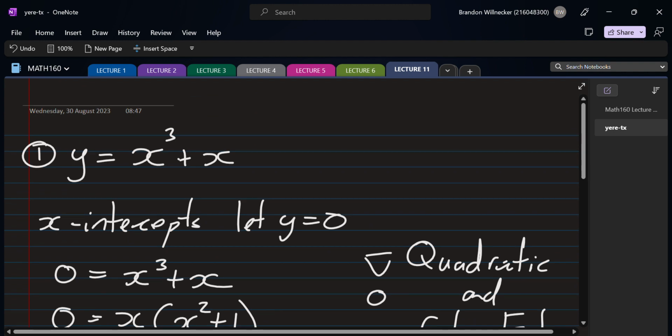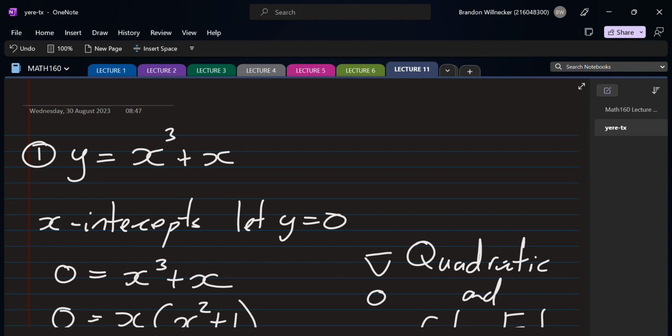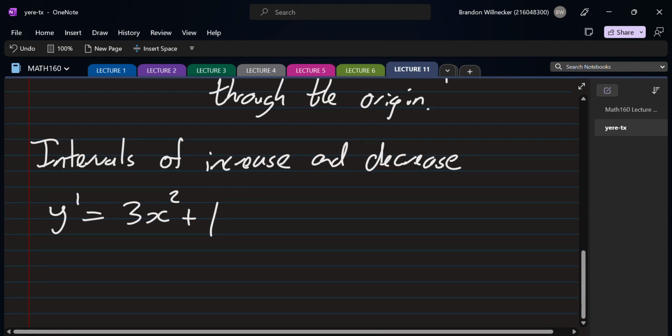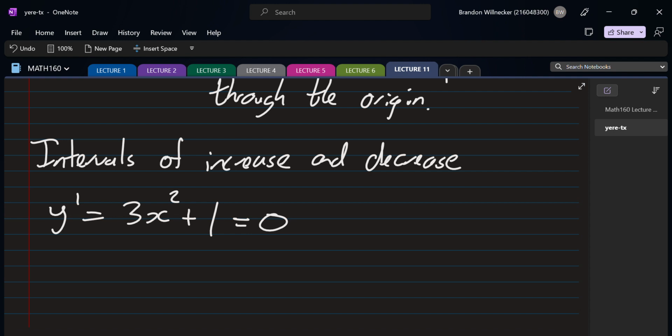Again, please make sure you go over your derivatives. When we're finding intervals of increase and decrease and inflection points, we need to take first derivatives and second derivatives. If you need to go over your derivatives, please do that as well. Now we're going to set this equal to 0, like we had before when finding the maximum and the minimum.